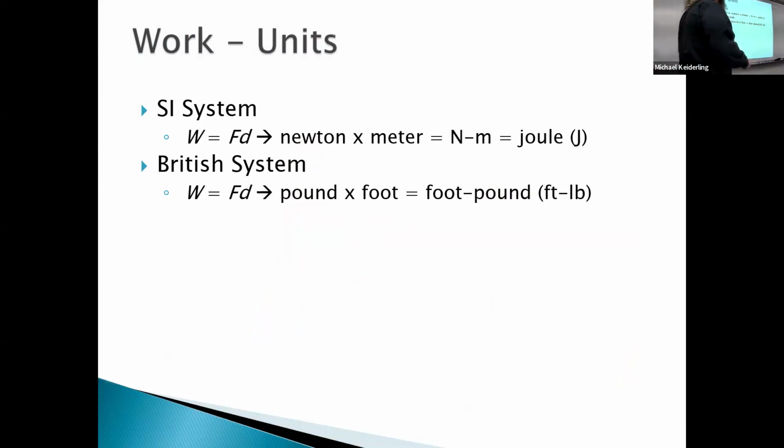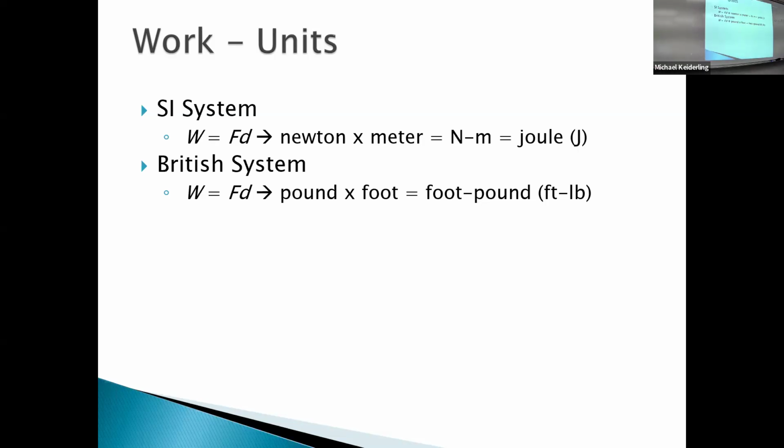The units for work. Force times distance is a Newton meter, or a kilogram meter squared per second squared. And that is called a joule. So 1 joule is 1 Newton meter, or 1 kilogram meter squared per second squared.